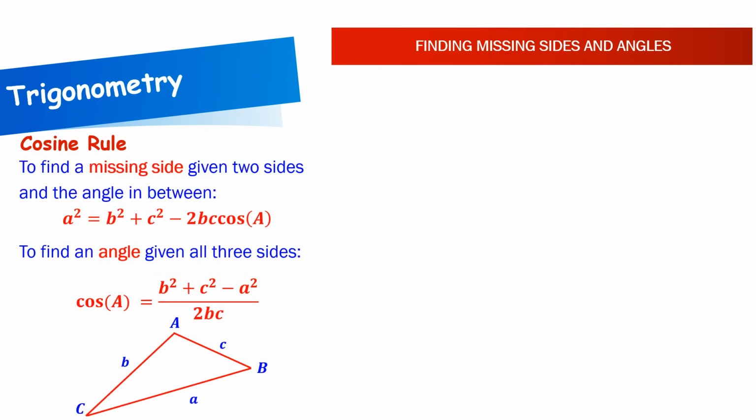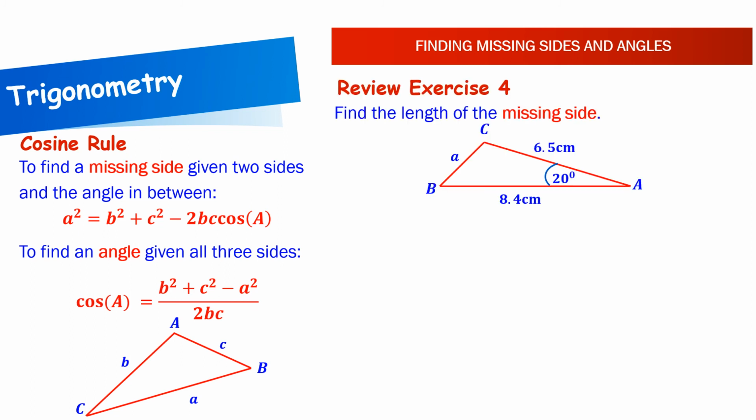We are going to use the cosine rule to help us tackle review exercise 4. This review exercise asks us to find the length of the missing side in the given diagram. So clearly we have two side lengths and the angle in between. Therefore, we are going to use the formula that's been highlighted on your screen.